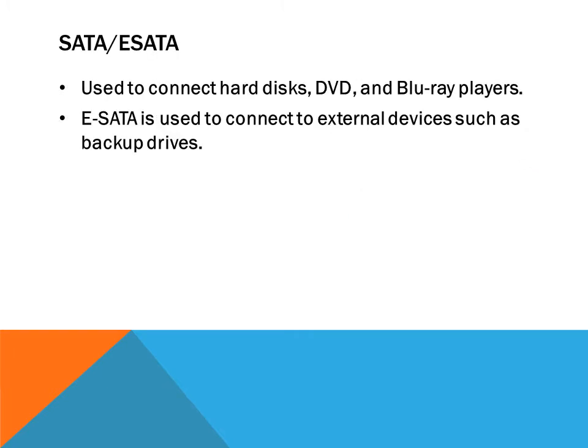A third type of port and connector that's available are SATA or eSATA. These are used to connect hard disk, DVD, and Blu-ray players. eSATA is also used to connect to external devices such as backup drives. So if you want to save a hard disk onto a backup drive, you would use eSATA. They're very important for playing videos and transferring information. So once again, this is another important example that many of us have probably used in our lives while watching videos or movies, which are very common.